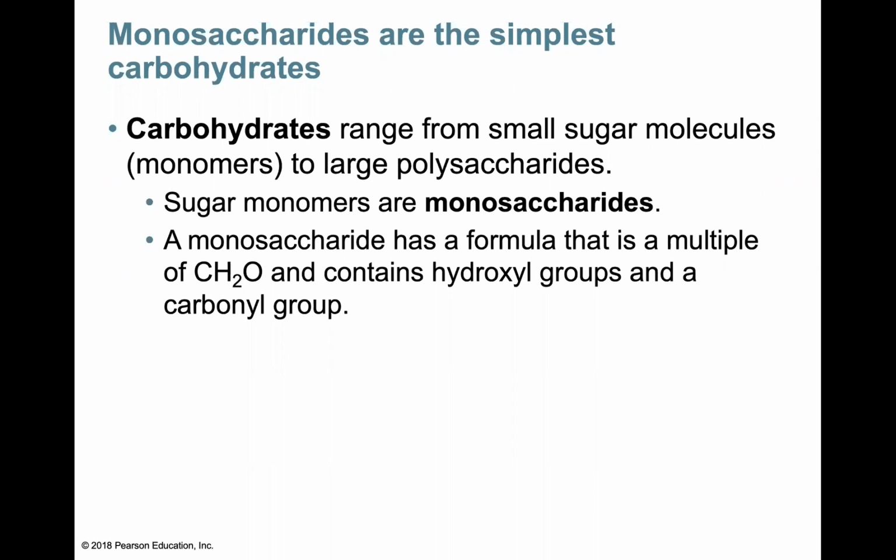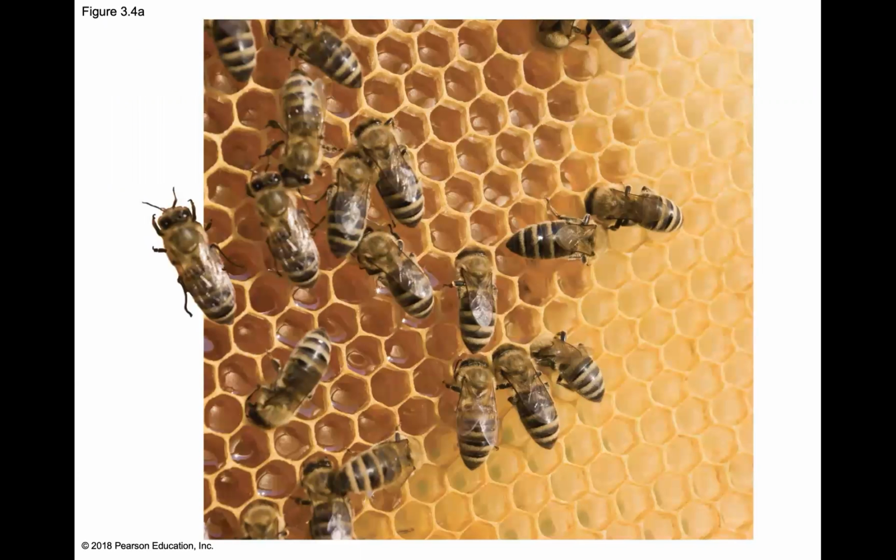A monosaccharide has a formula that is a multiple of carbon, hydrogen, and oxygen, and contains a hydroxyl group and a carbonyl group. All right, so we want you to know that the monomer, the building block for large complex polysaccharides, is going to be our monosaccharides. Here we have honey as an example of a carbohydrate.